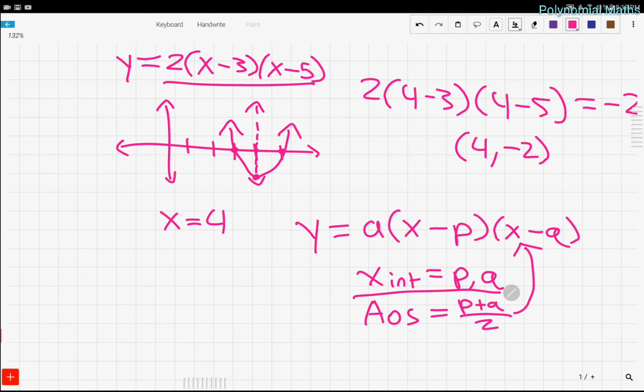I have another video on graphing quadratics, which is also a different method using completing the square and formulas and making formulas from that, so be sure to check that out.